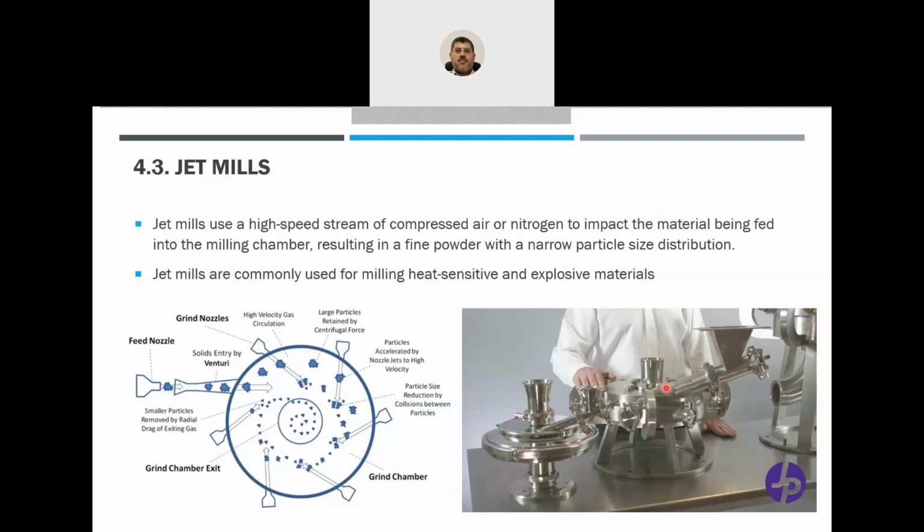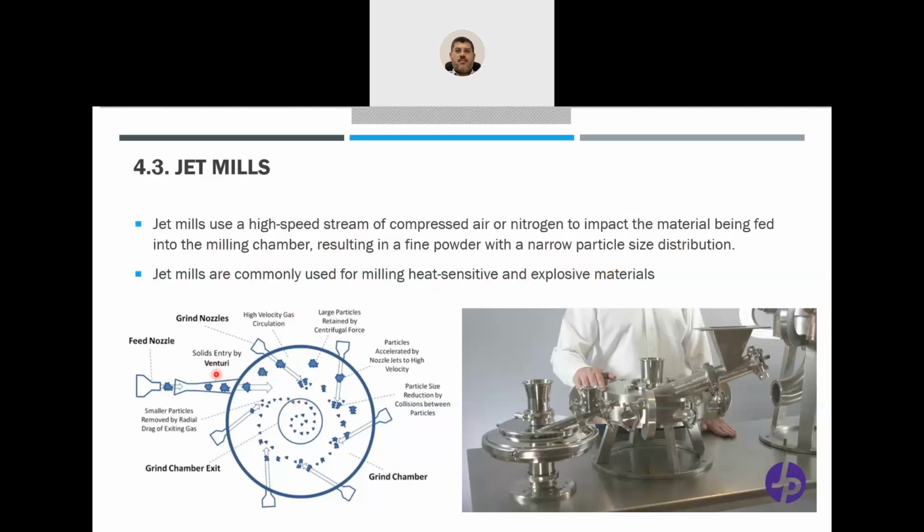And the force that will cause reduction in particle size is the jet force, the compressed air, that will cause collision between the powder particles and will cause reduction in their size. It will result in a fine powder with narrow particle size distribution. They are commonly used for milling heat sensitive and explosive materials.